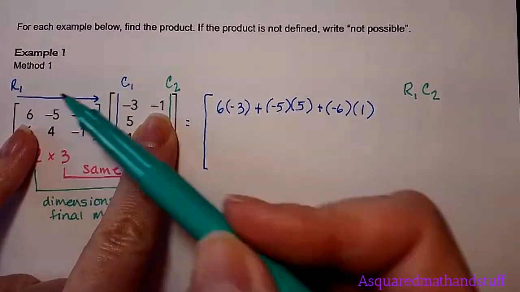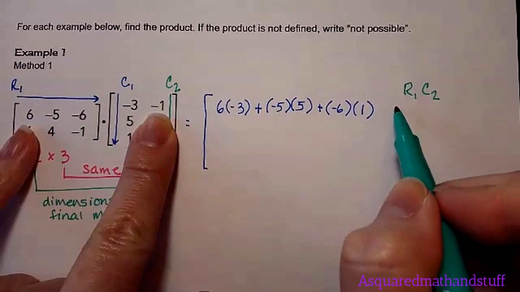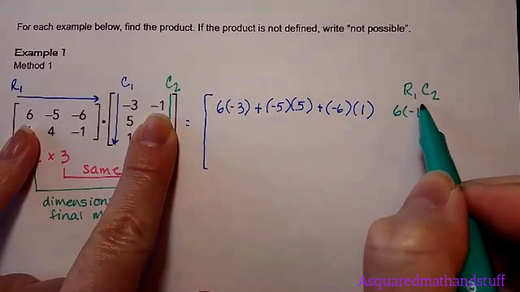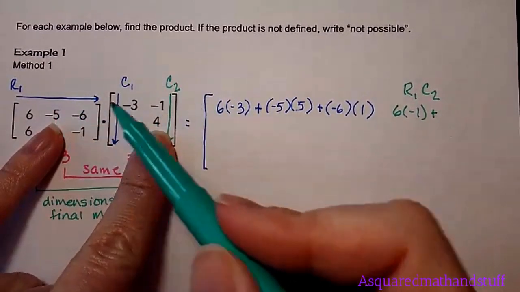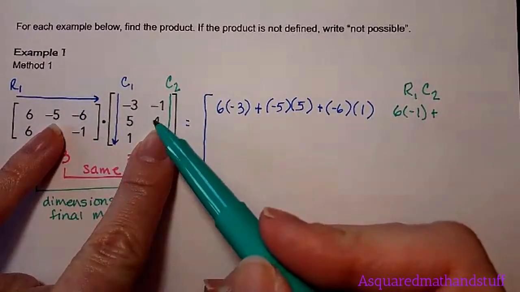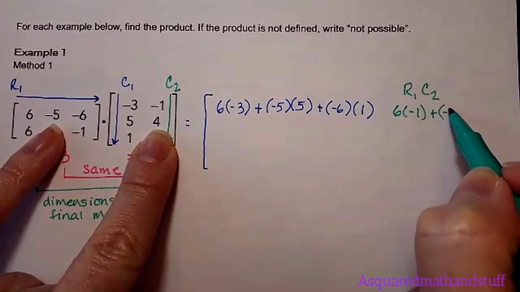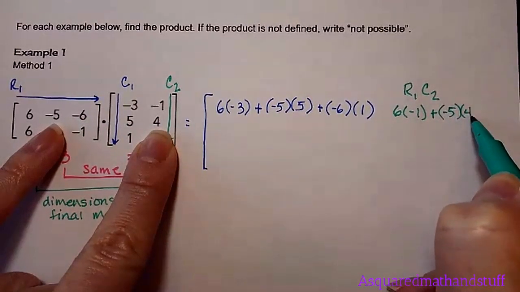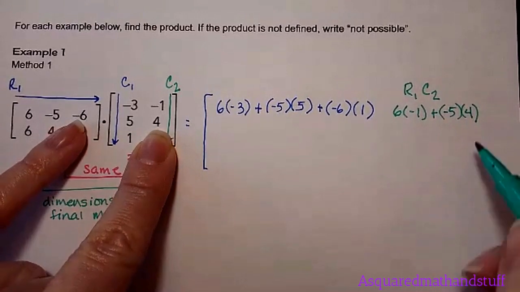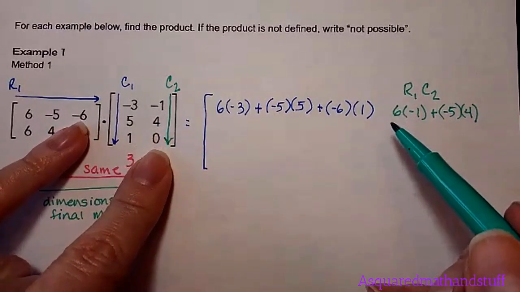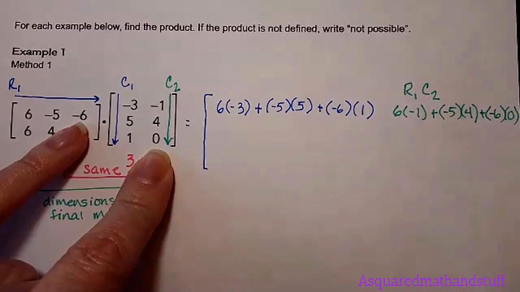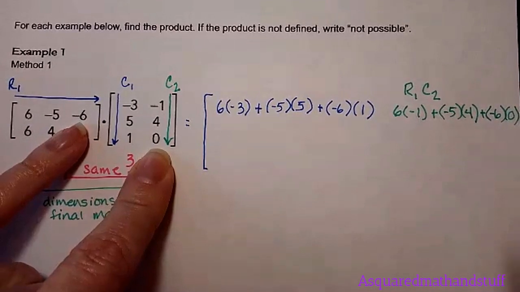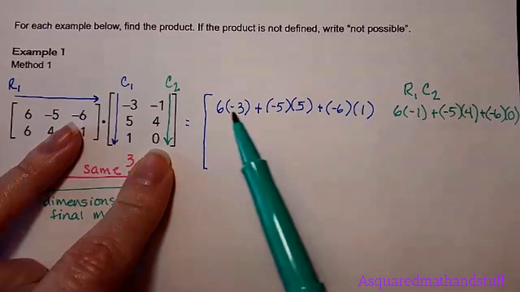So I'm working with a 6 and a -1. I need to multiply those. 6 times -1. I'm adding that to the second number in the row and the column. So a -5 times 4. I'm going to write a little smaller so I can fit it all in. Move my finger across and down, and then I have to add a -6 times 0. So I'm done with row 1.